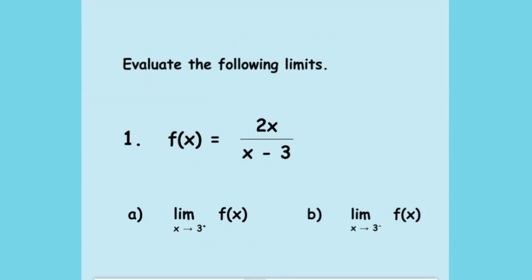So for number 1, it says evaluate the following limits. Our function is f of x equal to 2x all over x minus 3. For part A, we have the limit as x approaches 3 from the positive direction of f of x. The first thing I want to do when I evaluate limits is see what x is approaching, so we're going to plug in 3 into our function.